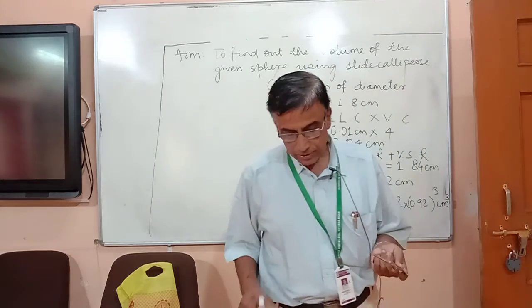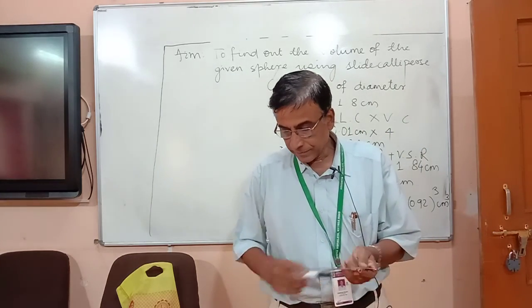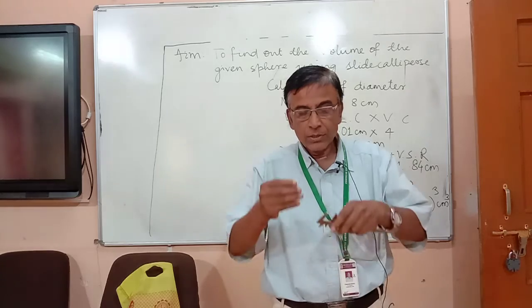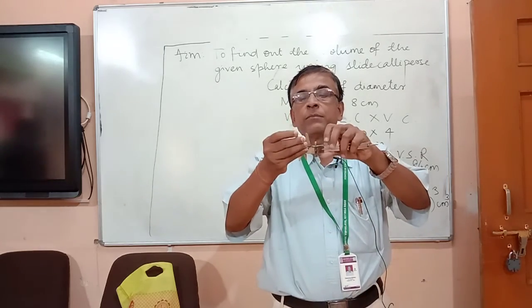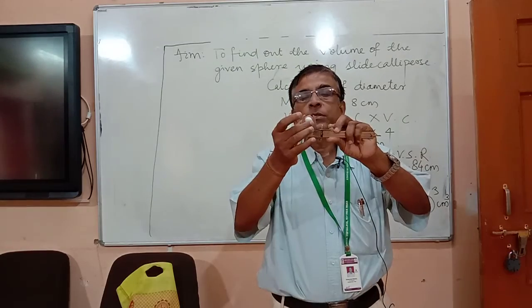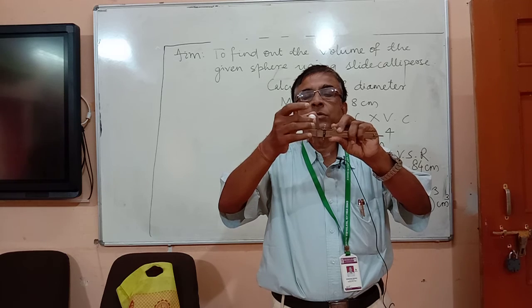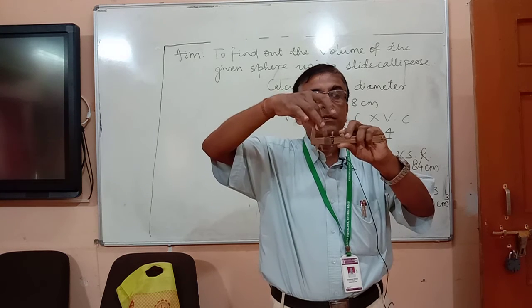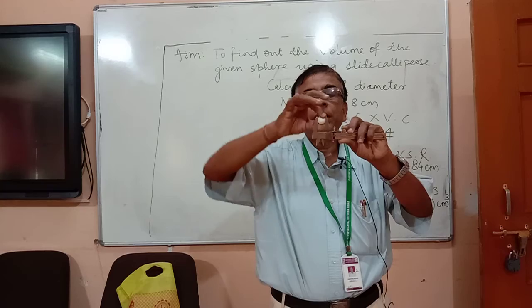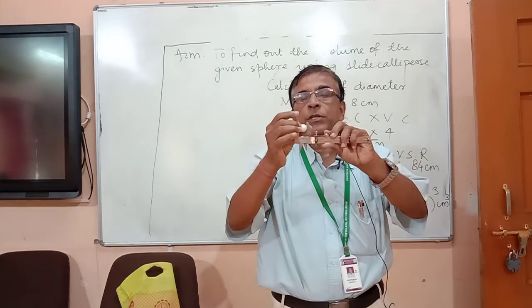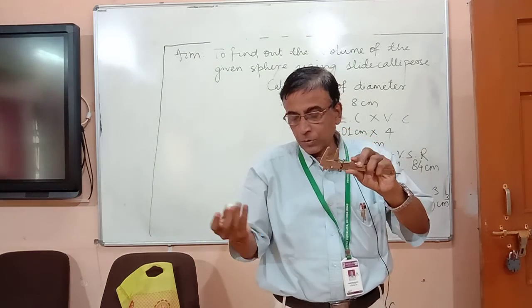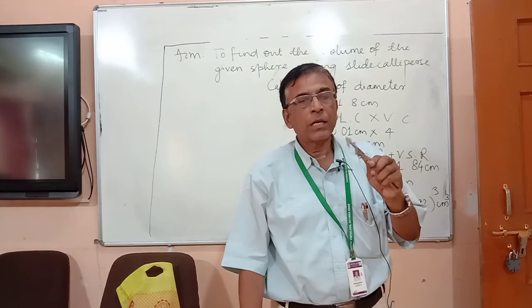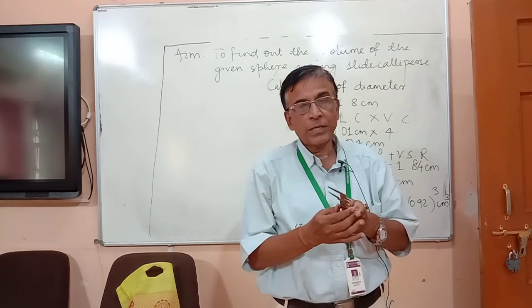By just turning this sphere several times, you get several observations. You can turn this sphere in different angles, different directions, and you will have 3, 4 or 5 observations, and you get the mean result. Okay, thank you.